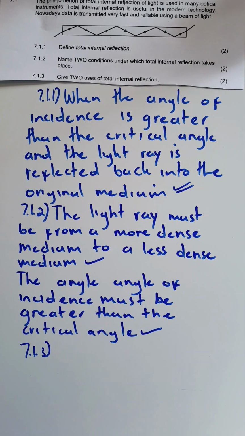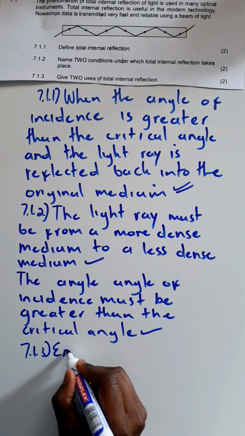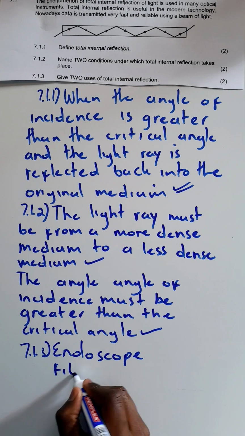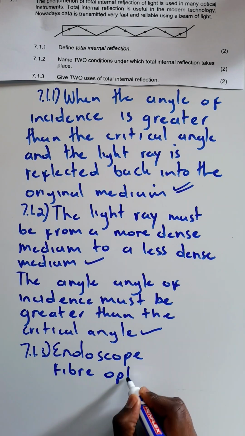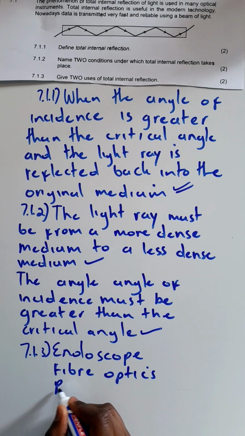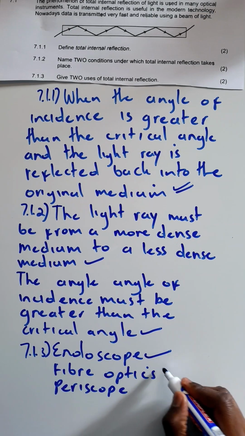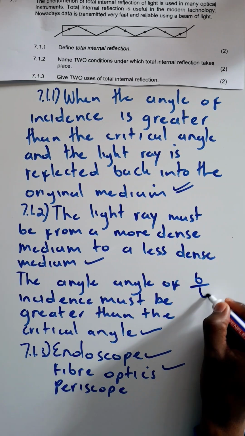Total internal reflection is useful in the endoscope, fiber optics, as well as the periscope, but two is enough for now. And how did you do out of 6?